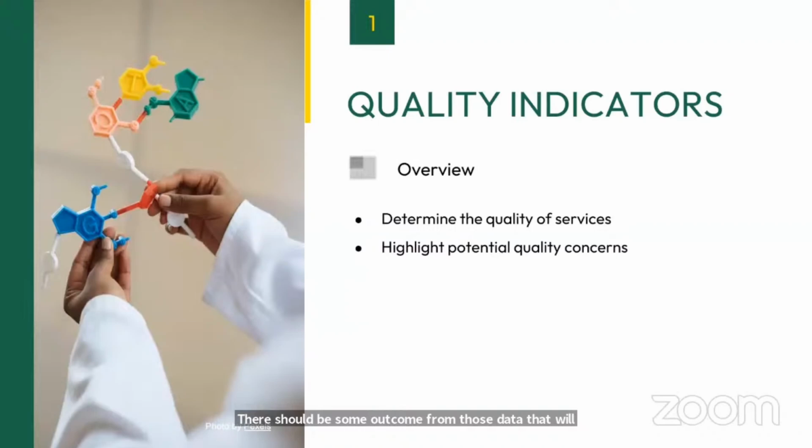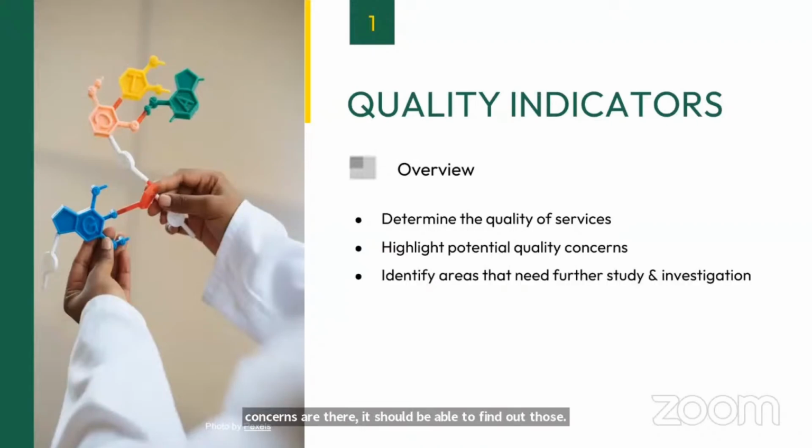The quality indicators must highlight potential quality concerns. What quality concerns are there? It should be able to find out those quality concerns in your laboratory processes. Identify the areas that need further study and investigation. So if all your data says you have achieved all the indicators to the benchmark, to 100%, that means your quality indicator plan is not able to identify such gaps.